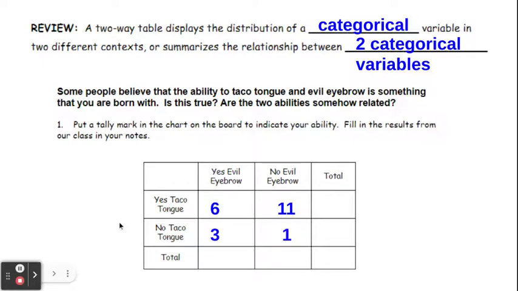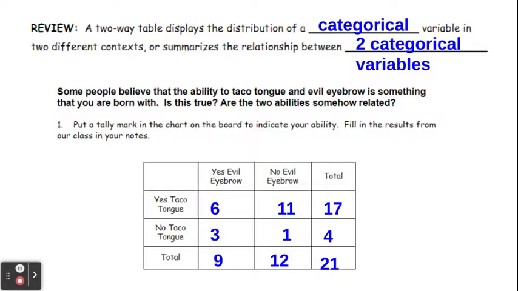So let's suppose for our imaginary class, this is what the results looked like. So we have 6 that can do both, 11 that can do the taco tongue, but not the evil eyebrow, 3 that can do the evil eyebrow, but not the taco tongue, and only 1 student that can do neither. Just like we've done in the past with two-way tables, we can do the row and the column totals, and therefore we have a total of 21 students altogether.